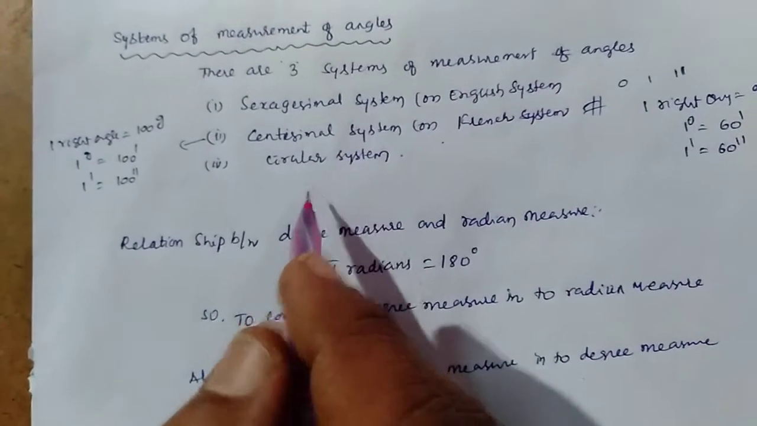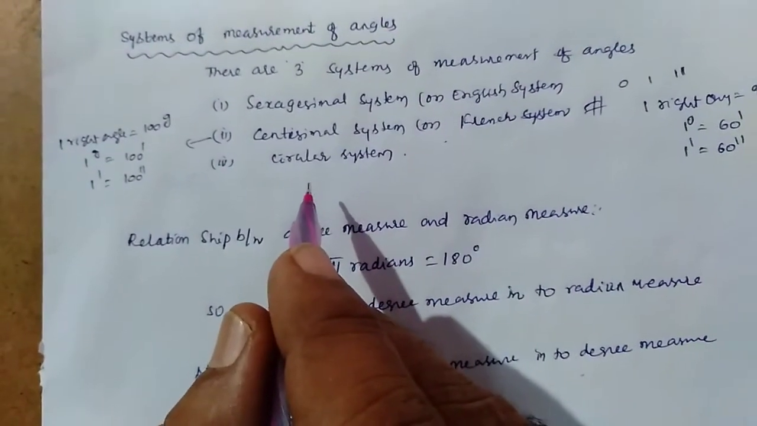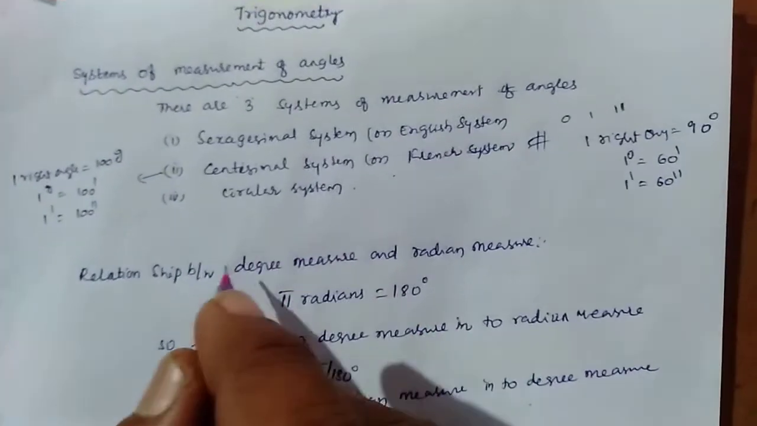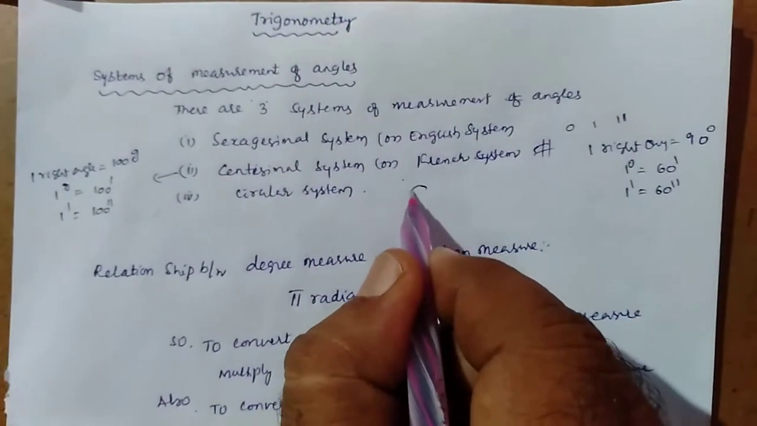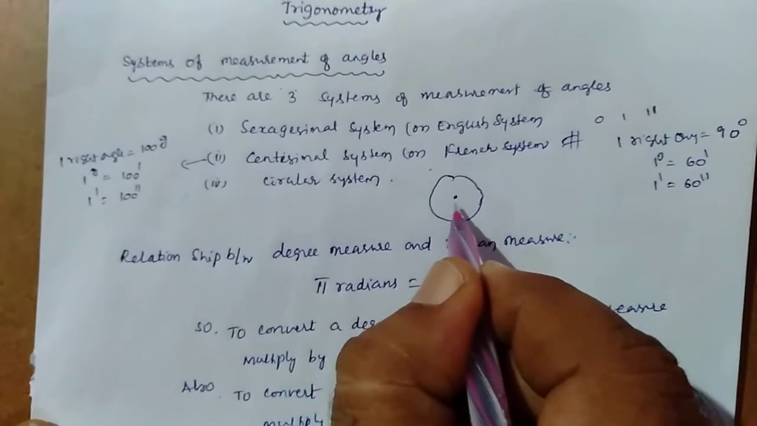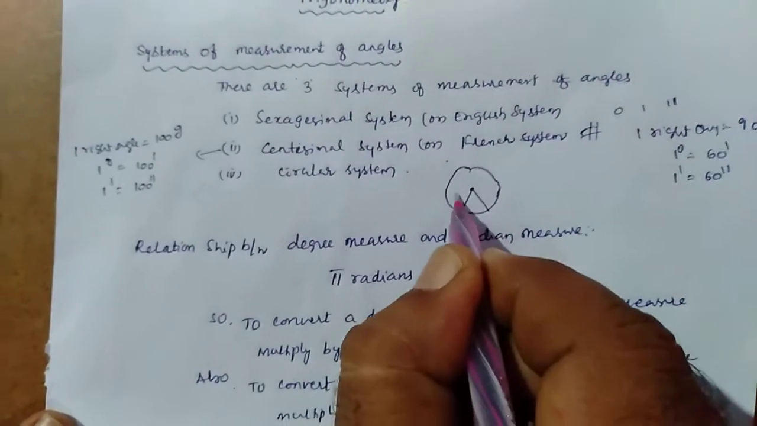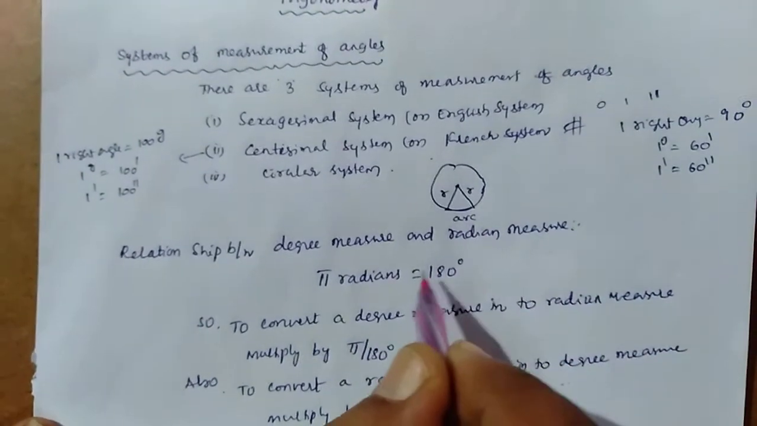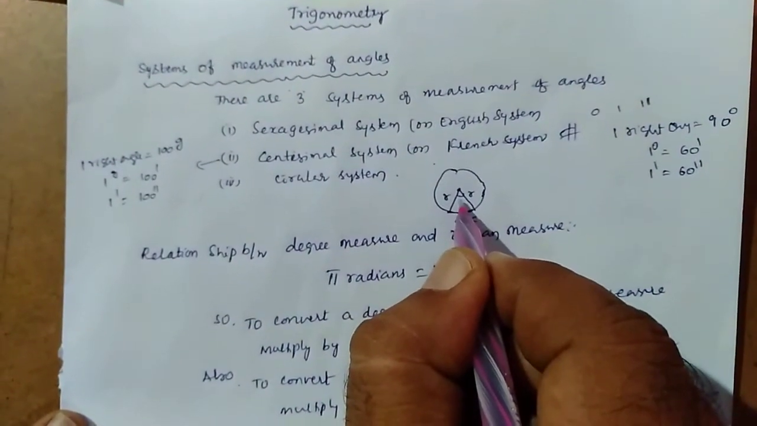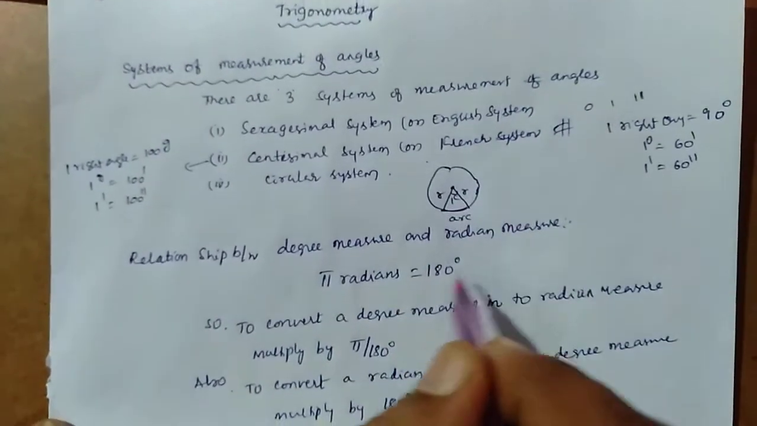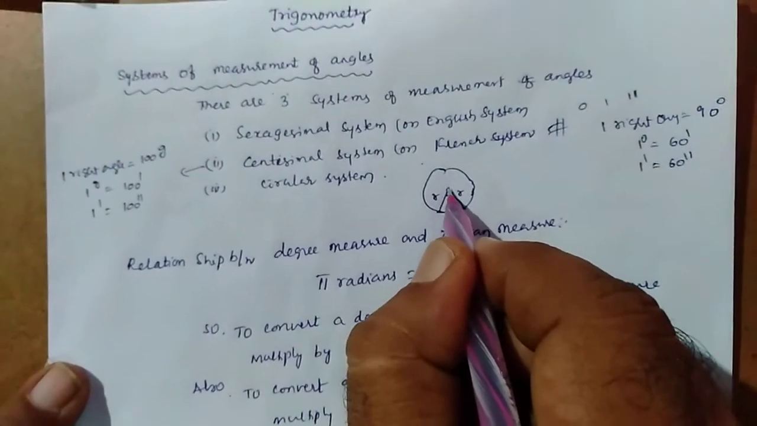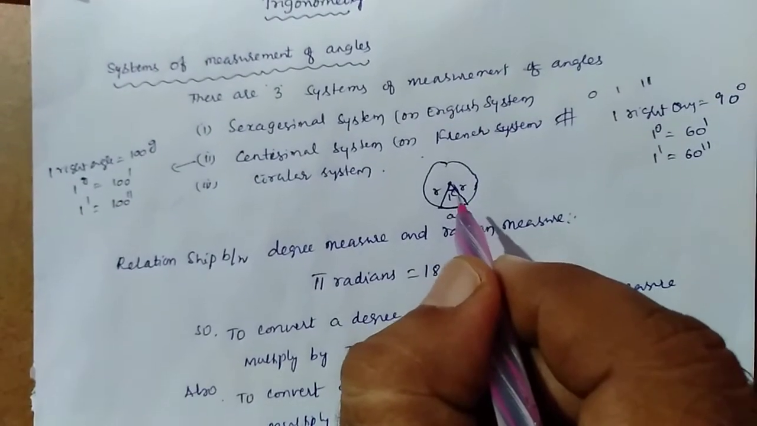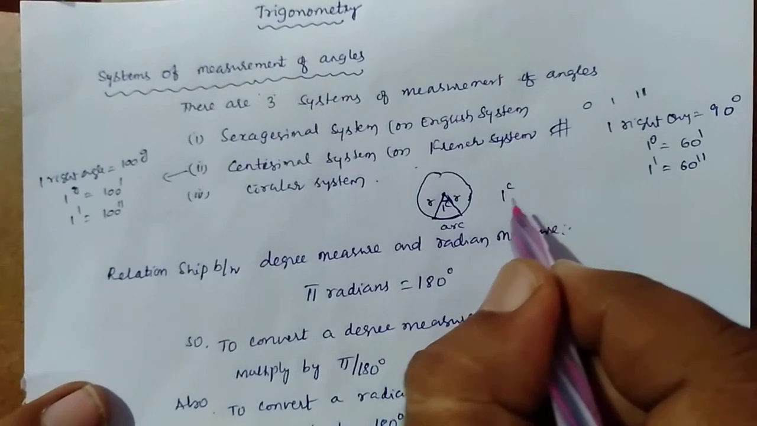And the third one is the circular system. In the circular system, the unit of measurement is the radian. If it is a circle, this is the center, we call this the radius R, and this is called the arc. The angle subtended by the arc at the center is called 1 radian. One radian is denoted by 1 power c.